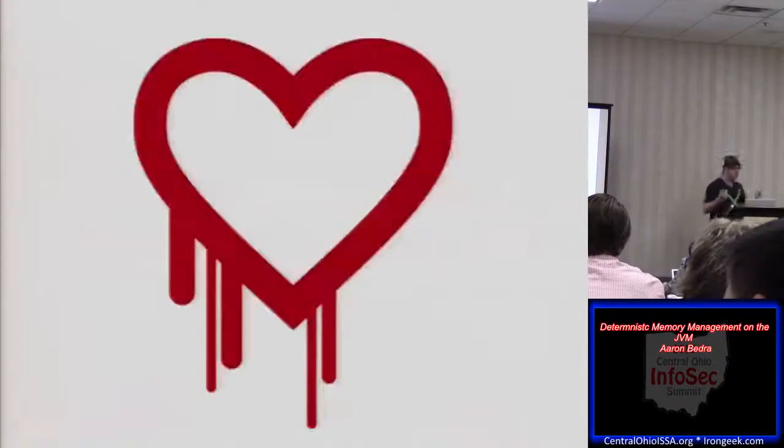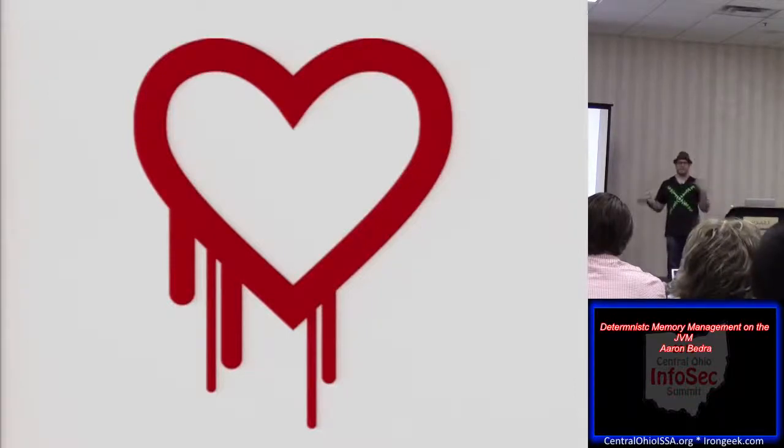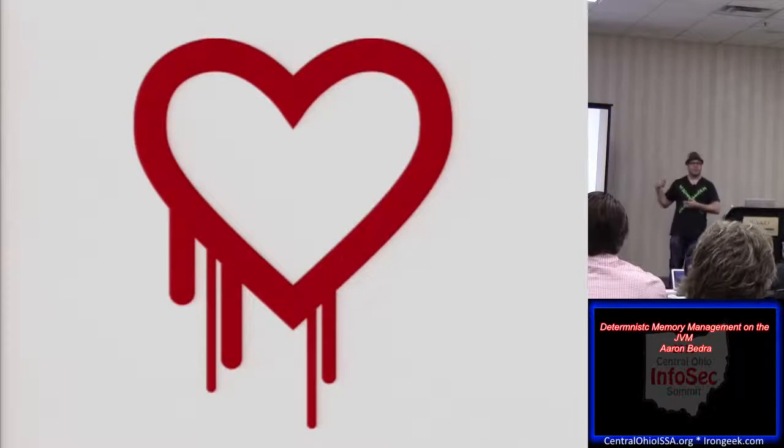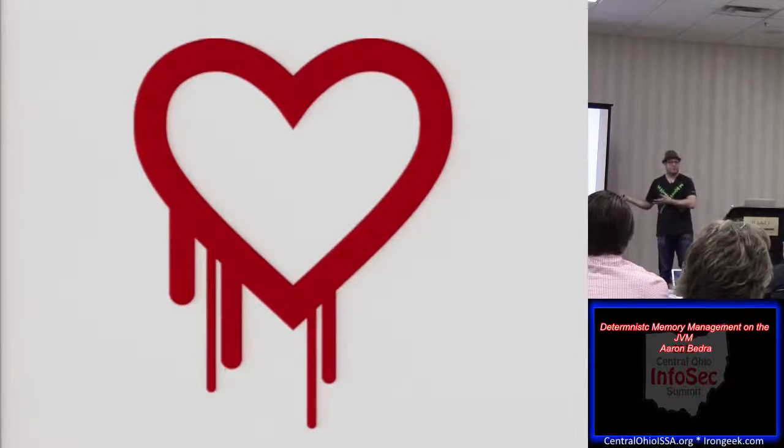So I know this is old, but it's still relevant to the conversation. This happened close to a year ago, and the question came up at one point: why don't we stop writing this stuff in C and use managed runtimes? Because given a managed runtime, Heartbleed would have never happened. Right? We wouldn't have had that problem. But this opens up a whole new world of problems when we really dive into it.